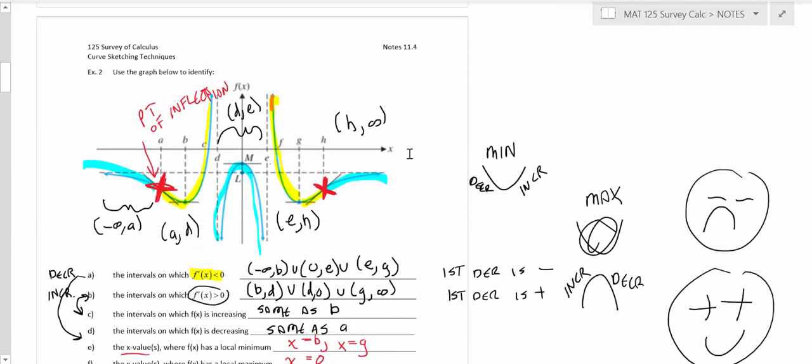Now let me say one other thing about this too, is although the concavity changes at D from up to down, that's not a point. The function's undefined. A point of inflection has to be a point on the graph. It has to be. So that's a point, that's a point. That would be your 2 points of inflection. Okay, does that make sense?